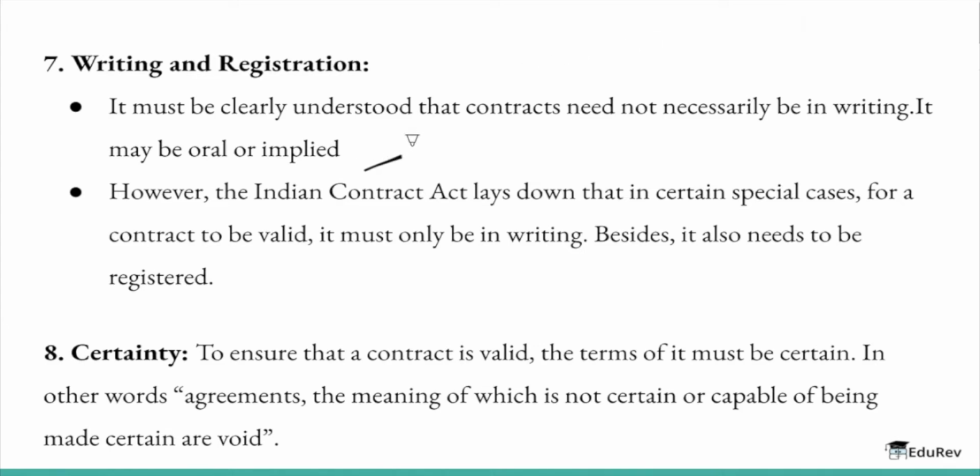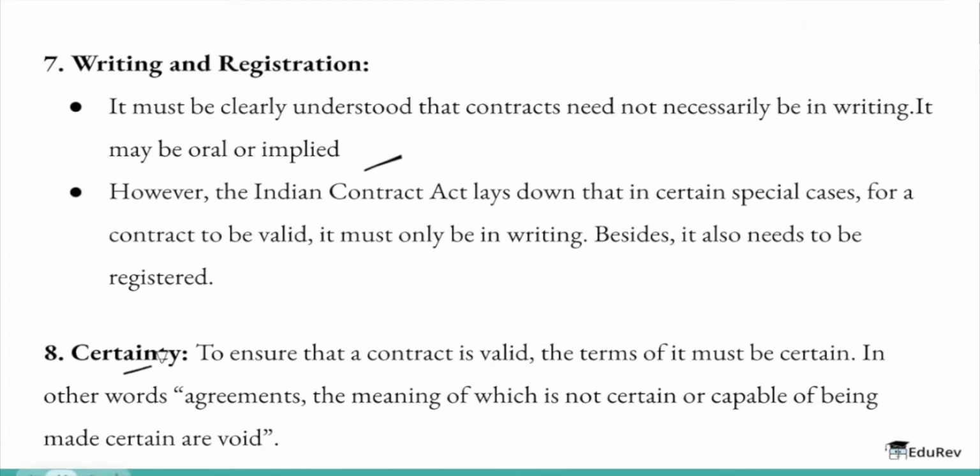However, the Indian Contract Act lays down that in certain special cases, for a contract to be valid, it must be in writing. Besides, it also needs to be registered. For example, an agreement for the sale of immovable property must be in writing and registered.